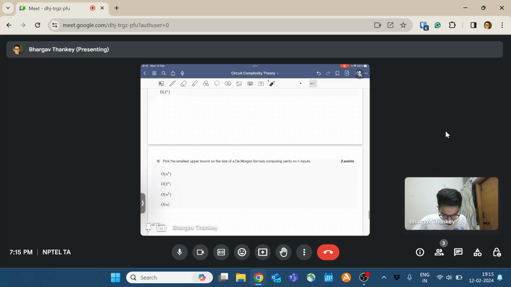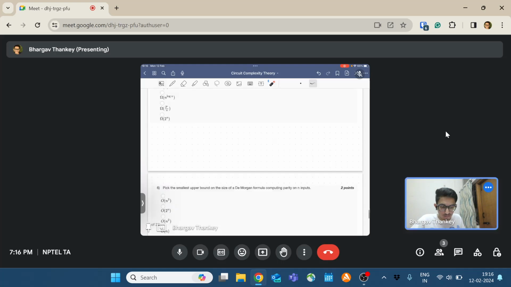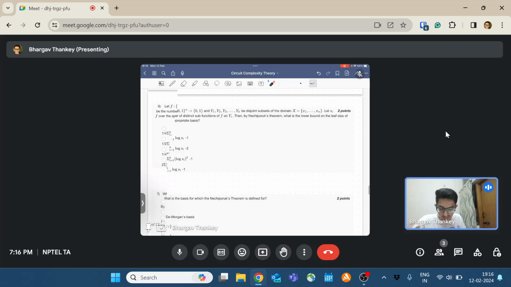Smallest formula. Yeah, this one. Pick the smallest upper bound on the demoted form of parity. Okay, yeah, I think this will also be needed in week three and week four. Okay, yeah, so I'll just solve it at that time.